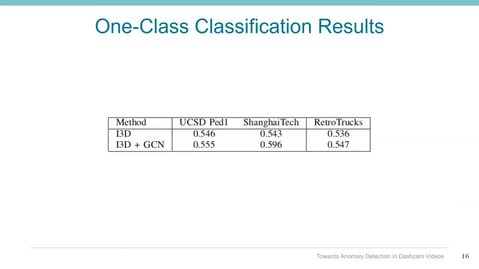We train an I3D and a variant with GCN, as shown before, with one-class classification loss on UCSD Pedestrian 1, ShanghaiTech, and Metro Trucks. We note that although we could not achieve great results with the one-class objective, it is still very evident that modeling object interaction does help over the baseline I3D.